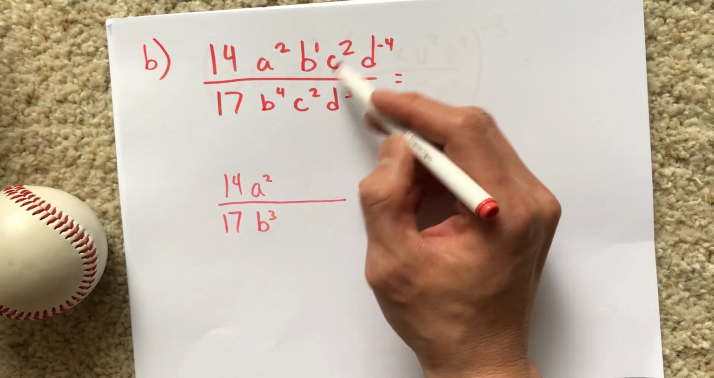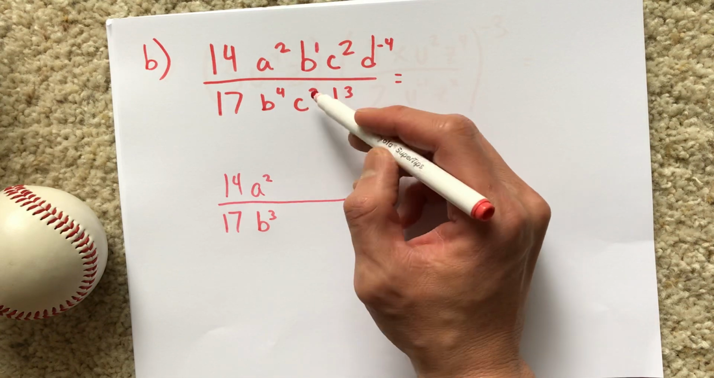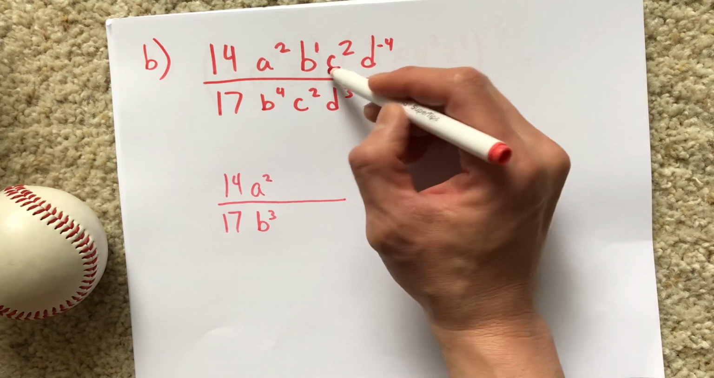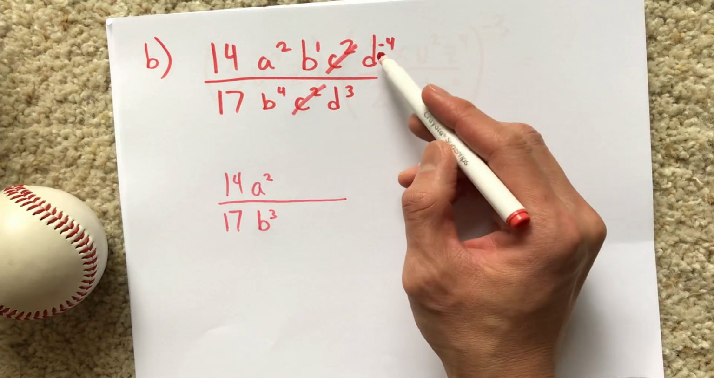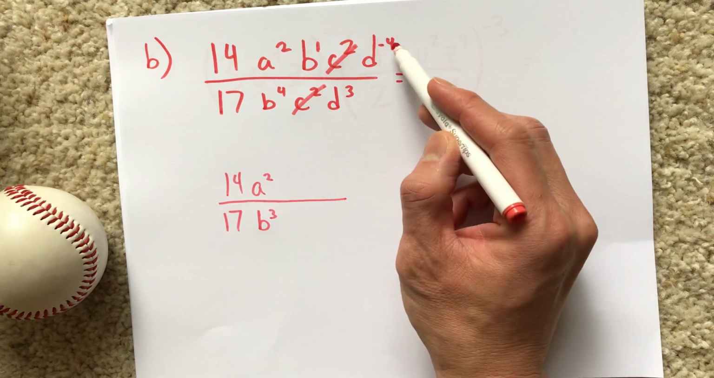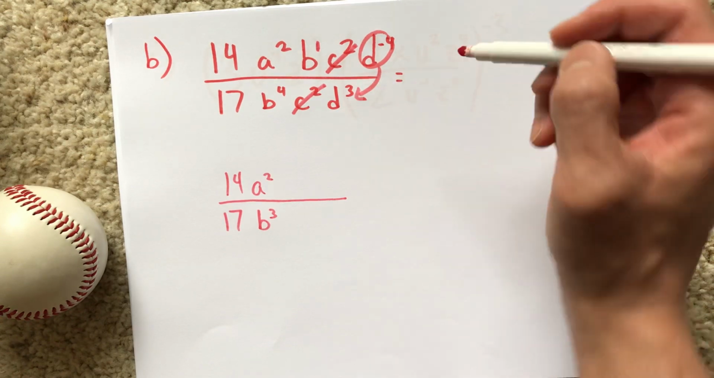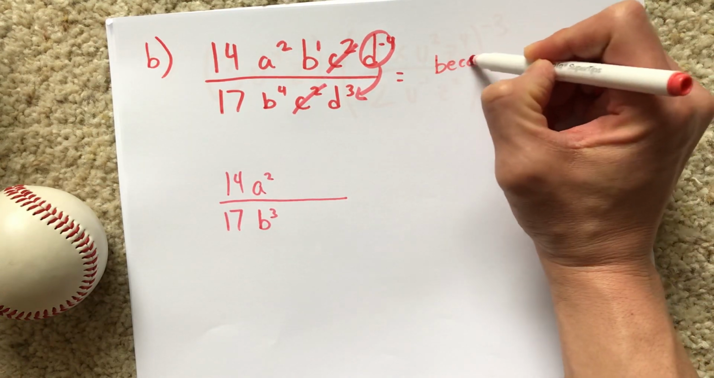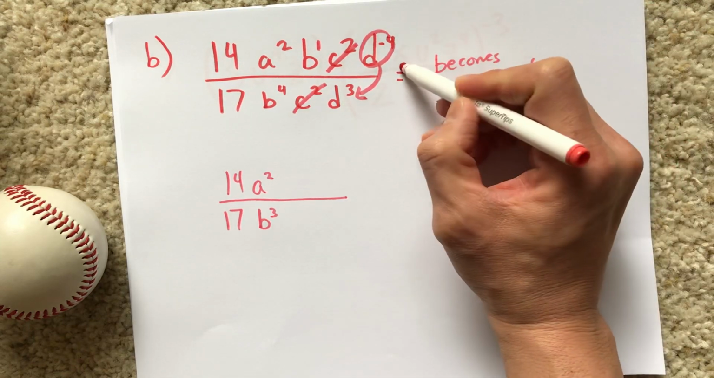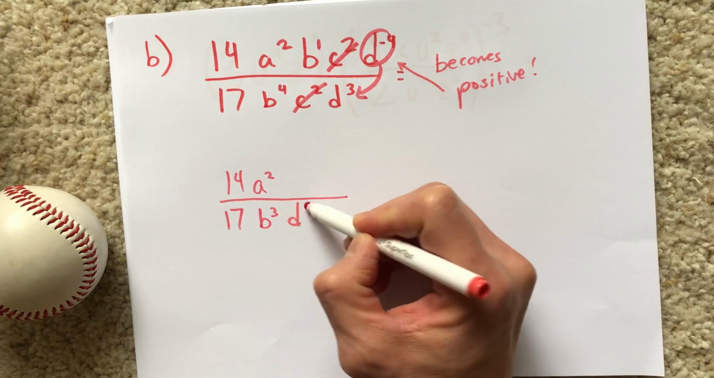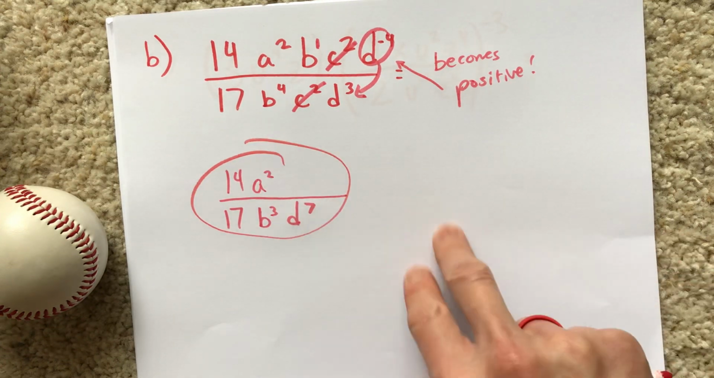And how about the c's? I have c squared and c squared, so those cancel out because 2 minus 2 is 0. Go back and check your rules. So the c's will be gone. Now I have a negative 4 right here. So this negative 4, remember, is going to move to the denominator, and when it moves to the denominator, it becomes positive. So that's going to be d to the 7th power. And there's your answer.